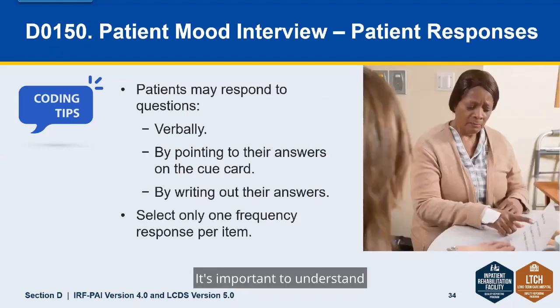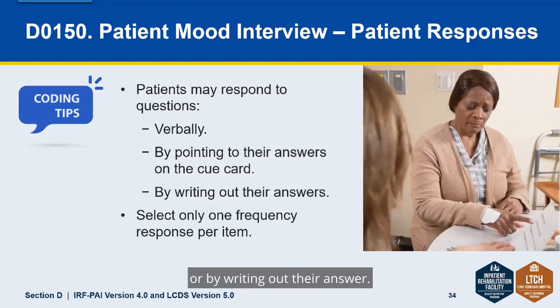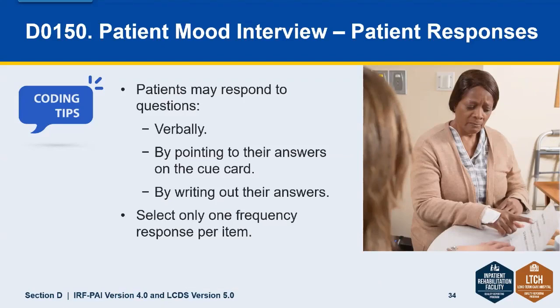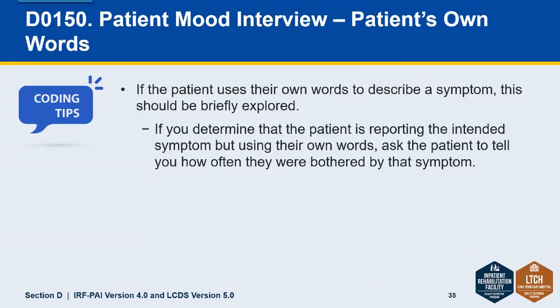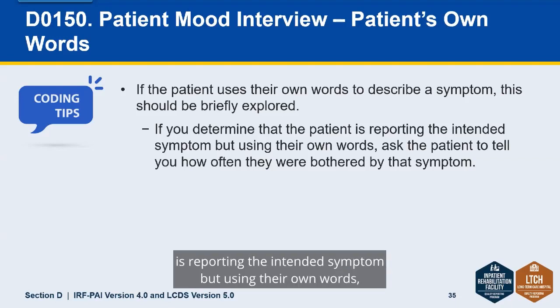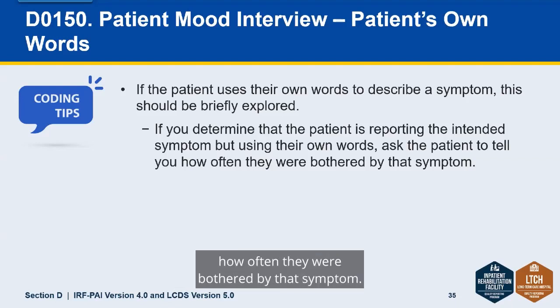It's important to understand that patients may respond to questions verbally by pointing to their answer on the cue card or by writing out their answer. But remember, select only one frequency response per item. Consider if the patient uses their own words to describe a symptom, this should briefly be explored. If you determine that the patient is reporting the intended symptom, but using their own words, ask the patient to tell you how often they were bothered by that symptom.